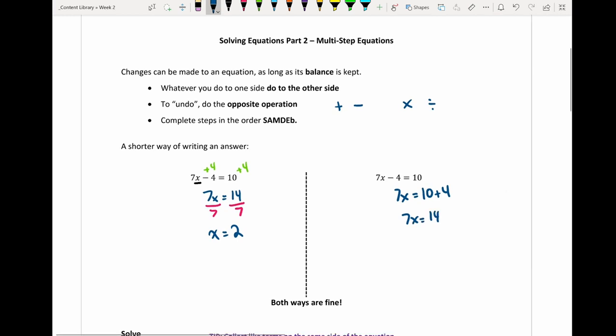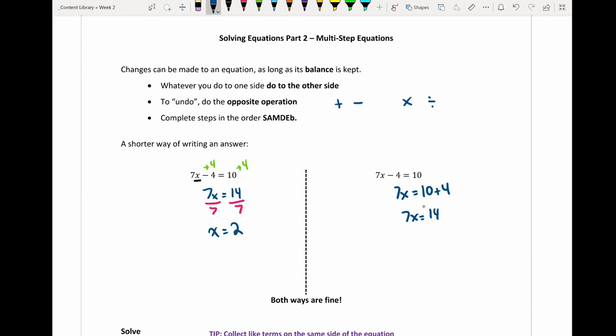Again, I know that in order to cancel out multiplying by 7, I divide. It will cancel out on the one side. So I know in the end I'll have 14 divided by 7, and then in the end it's equal to 2. So again, it's the same steps, you're just not writing down what you're doing to both sides. Right? So again, whichever way you choose to do it, both ways are fine.